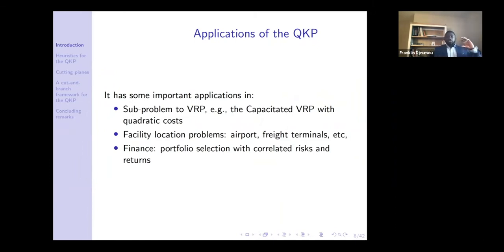Although at GERAD, many people work on vehicle routing problems, and some of you may already know that when you solve some variants of the VRP, the quadratic knapsack problem may appear sometimes in your branch and price algorithm as a subproblem, and you need to solve this subproblem very quickly. So that needs some sophisticated algorithm for the quadratic knapsack problem. So those are some of the applications of this problem, which is why it is interesting and important to study this problem here.